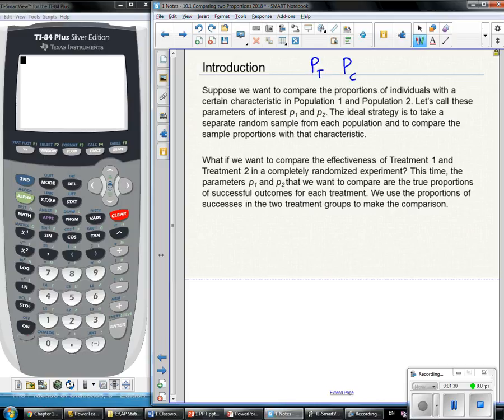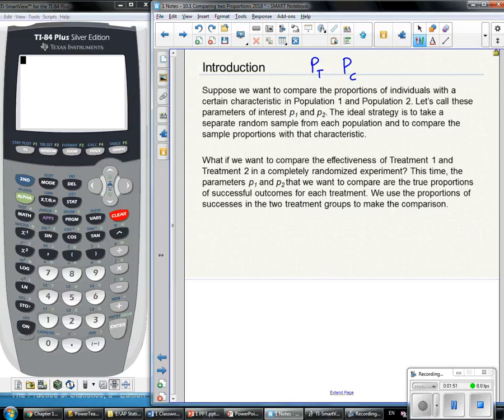You just need to make sure that you define them carefully in your problem so that it's clear to the audience which is which. In any case, the ideal strategy is to take a separate random sample from each population and then compare the sample proportions with that characteristic. And ultimately, if we're trying to find evidence of a difference, we're going to be performing a test of significance.